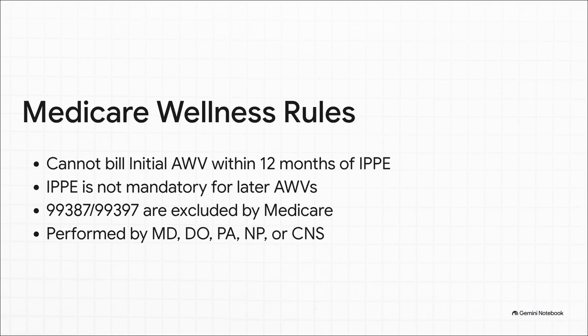They focus heavily on health risk assessments, depression screening, end-of-life planning, and creating a personalized prevention plan. And just to reiterate, commercial codes like 99397 are statutorily excluded by Medicare for routine checkups. Do not mix them up.